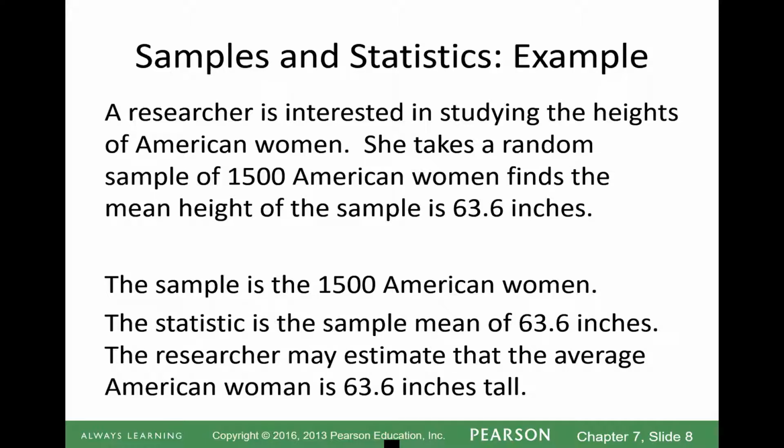Samples and statistics. Example: a researcher is interested in studying the heights of American women. She takes a random sample of 1,500 American women and finds the mean height in the sample to be 63.6 inches. In this case, the sample is the 1,500 American women, and the statistic is the sample mean. Here, the researcher may estimate the average American woman is 63.6 inches tall. Notice it says here random sample.